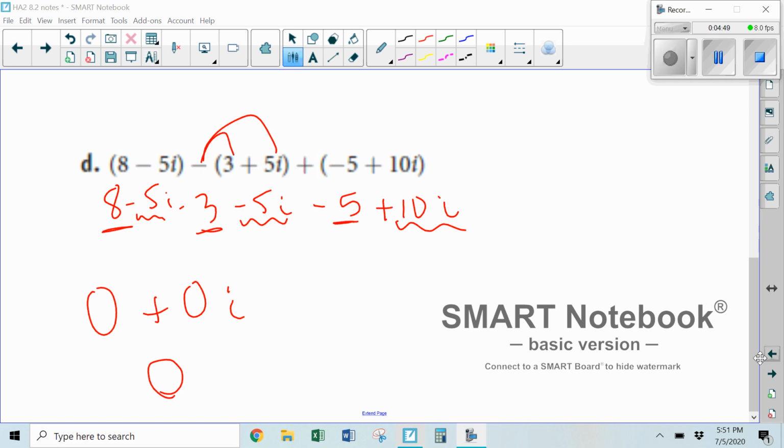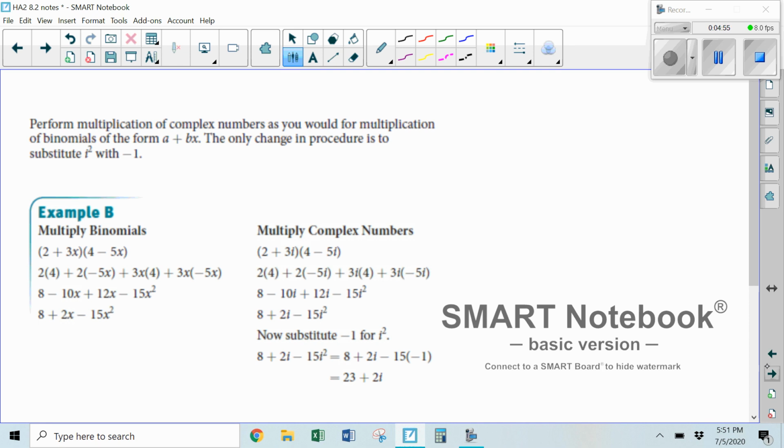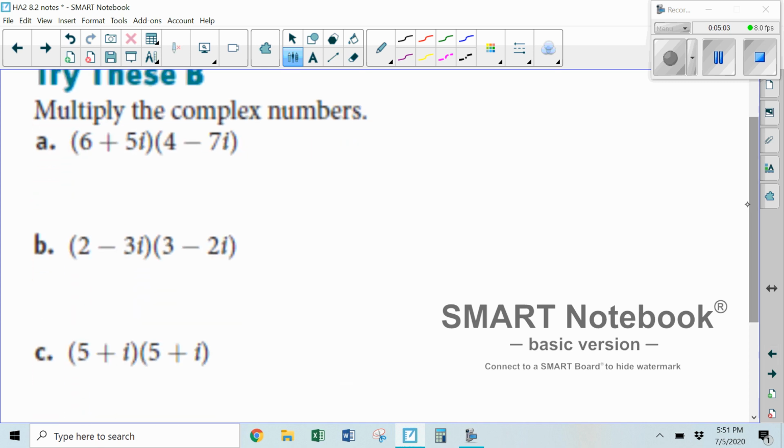Okay, so we've just done adding and subtracting, and now we're going to jump to multiplying. So you can look over example B there on page 127 if you want, but we're going to go ahead and do some together. So multiplying, just like regular multiplication, let's go ahead and distribute the 6. 6 times 4, 24. 6 times negative 7i is negative 42i. 5i times 4 is 20i. 5i times negative 7, negative 35i squared.